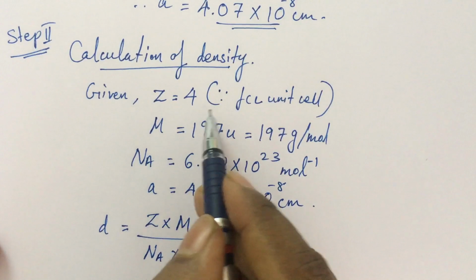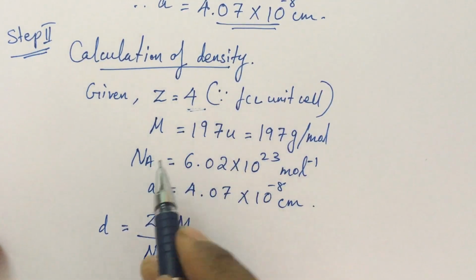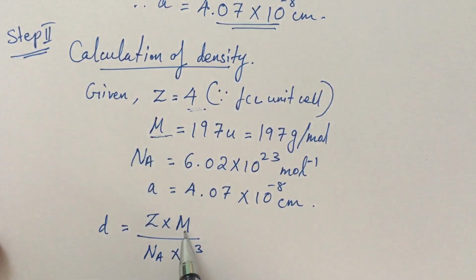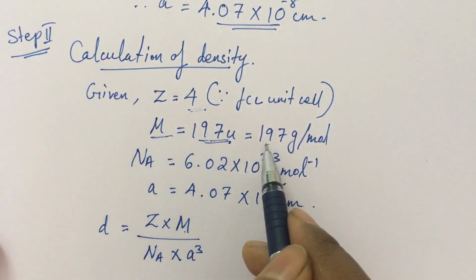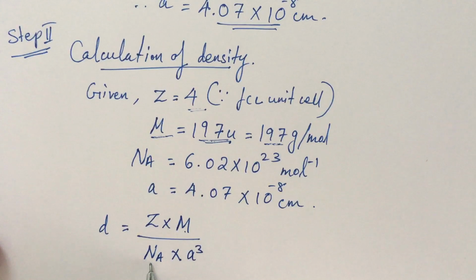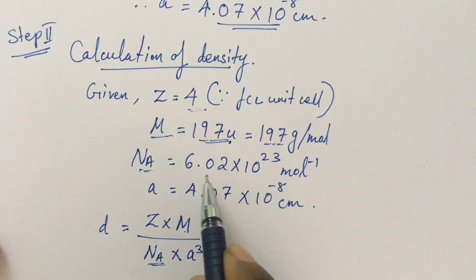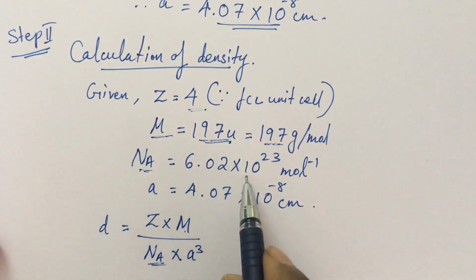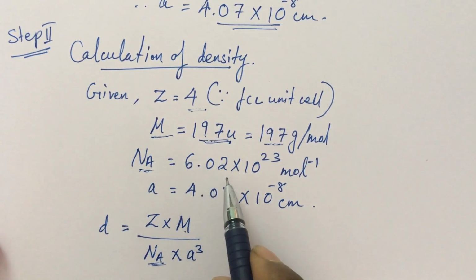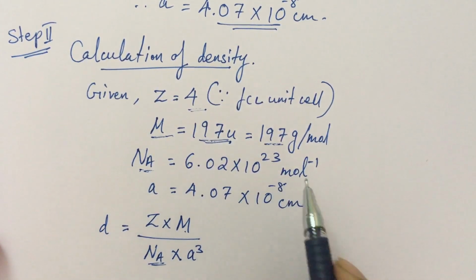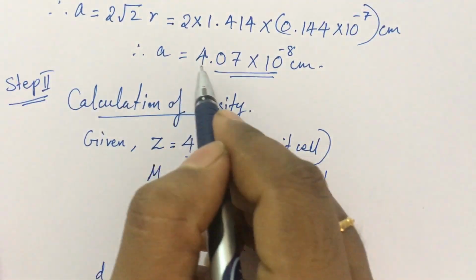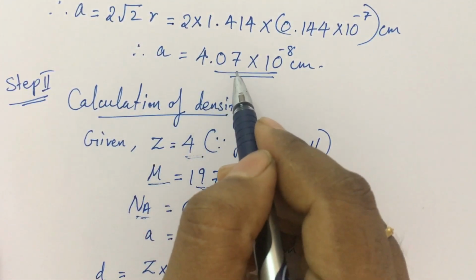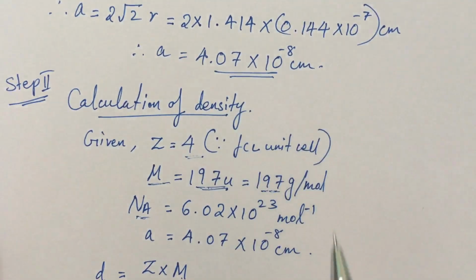We have Z. Z in FCC is 4, correct? And M is molecular mass, that is already given in the question, 197 U, correct? Then Na is Avogadro number, that is 6.022, or you can take 6.02 into 10 raised to 23 mole inverse. And A we have already calculated here, that is A is equal to 4.07 into 10 raised to minus 8 centimeter.